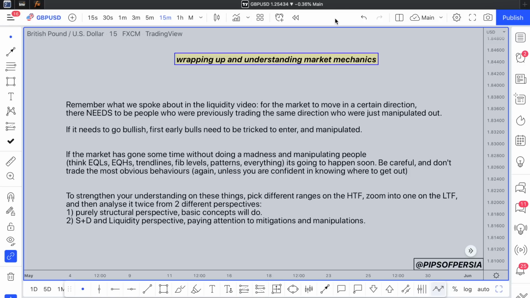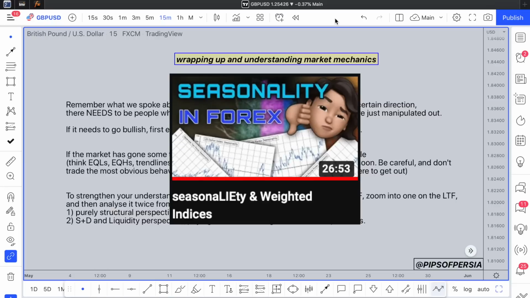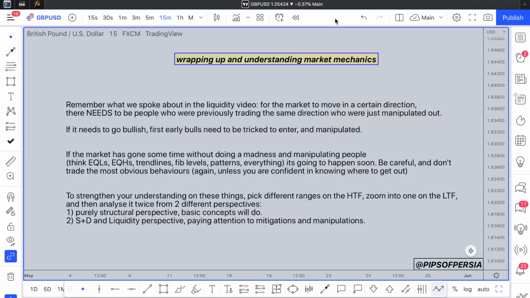And finally, to strengthen your understanding of these things, pick a range on higher time frame, zoom into it on lower time frames, and analyze it first from a purely structural perspective, then only from a liquidity and supply and demand perspective. And backtest for yourself how many scenarios for trades have played out based on a typical break of structure versus based on supply and demand and liquidity analysis. Which one ended up giving you better risk to reward, better entries, smaller stop losses? Backtest this for yourself. Remember what we spoke about in the previous video. Analytical mind and critical thinking is necessary for this industry.